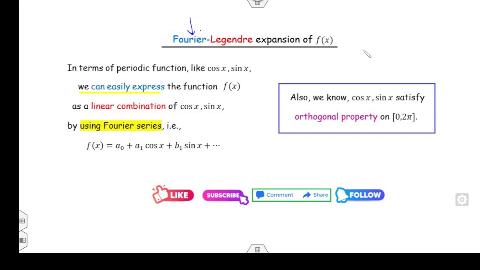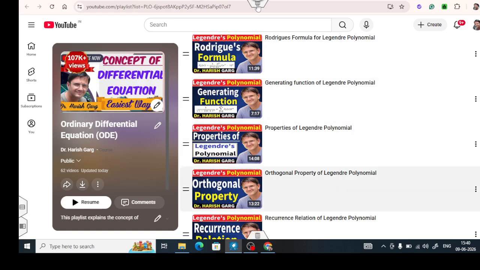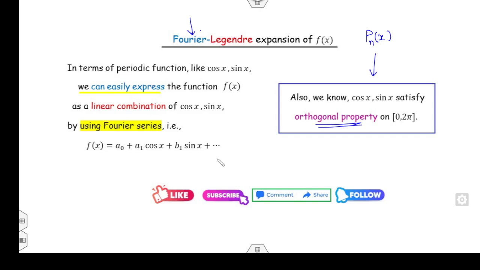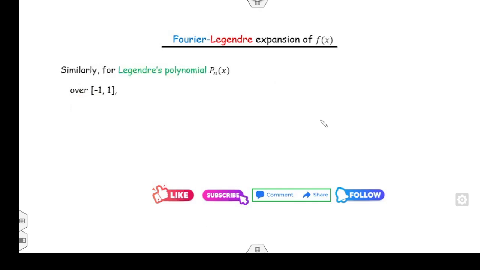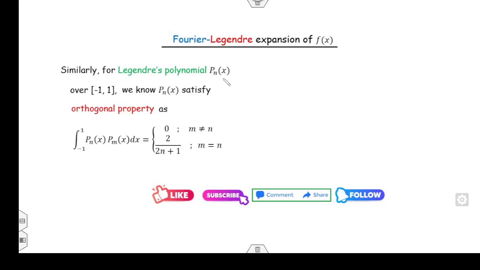Now, since we also know the Legendre polynomial P_n(x) also follows the orthogonal property, we have already proved this. You can see that orthogonal property of the Legendre polynomial. So, can I say, if I have the Legendre polynomial P_n(x) defined on the closed interval -1 to 1, such that P_n(x) satisfies my orthogonal property.